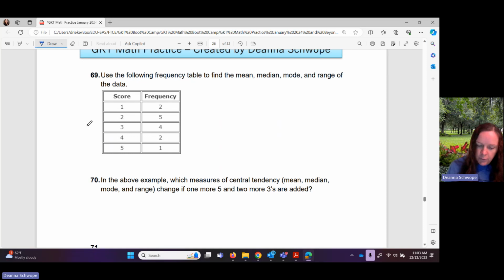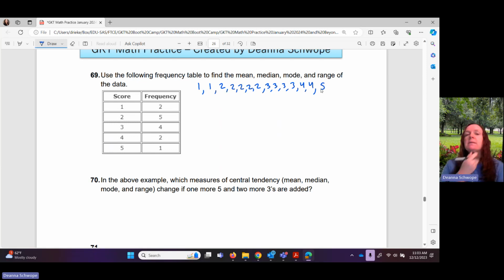So if you wanted, you could actually just write them out. Like if we're going to calculate the median, we could write them out. So you'd have 1, 1, and then 2, 5 times, and then 3, 4 times, and then 4, 2 times, and then 5 once. And we can quickly add up the columns. So 2 plus 5 plus 4 plus 2 plus 1. So there should be 14 items total. So just keep that in mind.